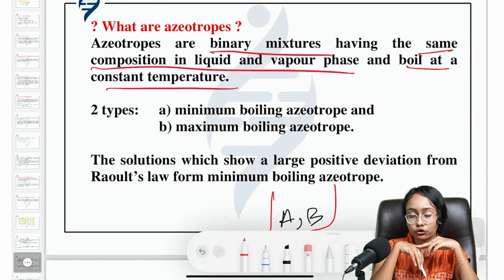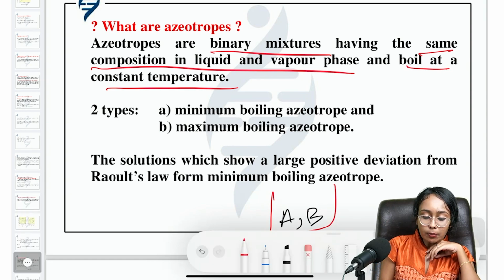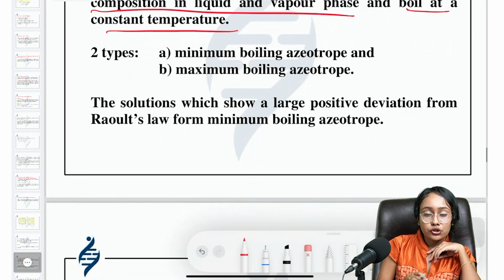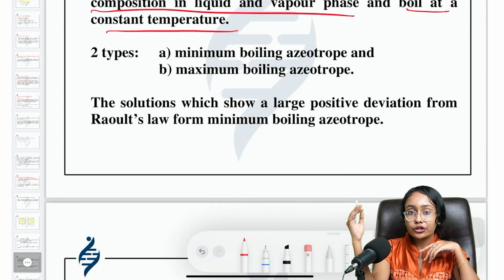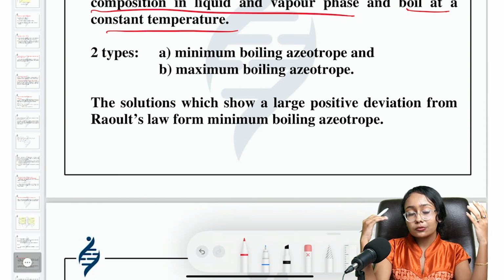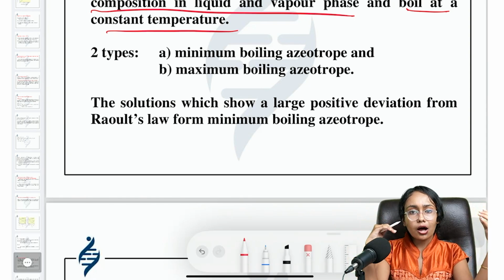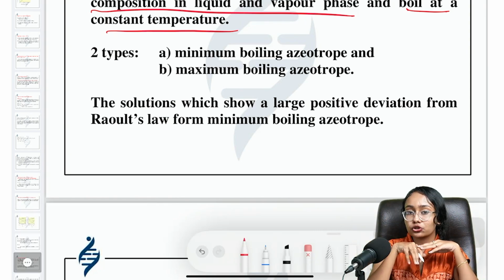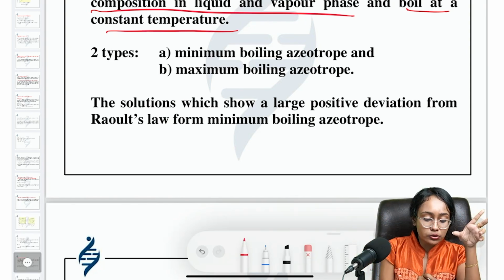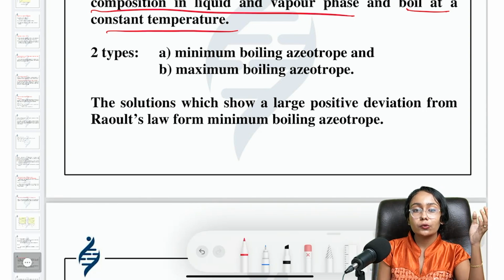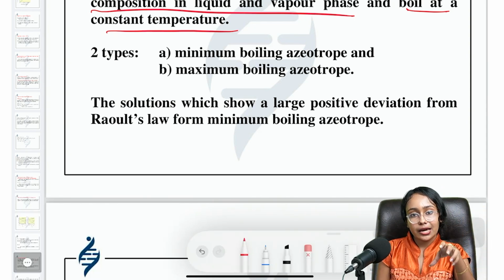There are two types of azeotropes: minimum boiling azeotrope and maximum boiling azeotrope. For minimum boiling azeotrope, we already know what Raoult's law is. We also know that positive deviation and negative deviation from Raoult's law can occur. Those substances which show large positive deviation from Raoult's law are called minimum boiling azeotropes. The solutions which show large positive deviation from Raoult's law are called minimum boiling azeotropes.